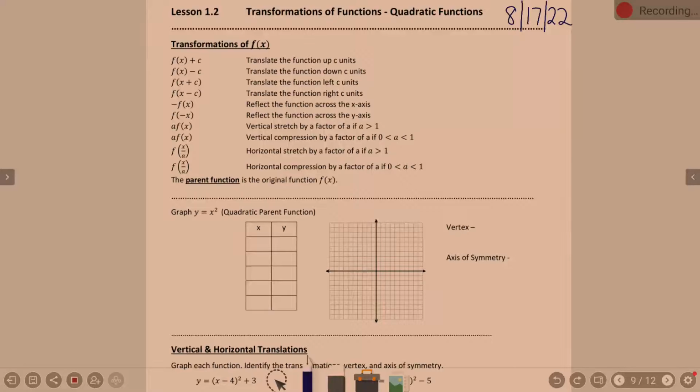Okay, so as we start into lesson 1.2, what I should have titled this is lesson 1.2, part 2, because that's really what it is. I probably should have just done that from the get-go, but I'm doing this bit by bit.